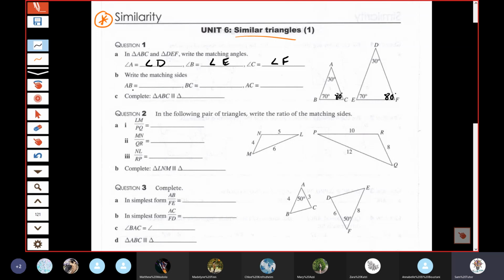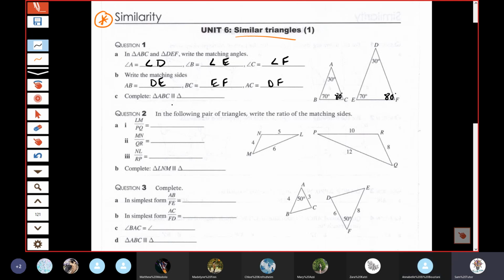Write the matching sides. AB equals... What's the matching side to AB? DE. But let's get something clear: the length of this does not equal the length of this. It's just saying write the matching side, so don't think AB is the same size as DE. It just matches. It's more the ratio. Yeah, good. AC is the same ratio as DF.